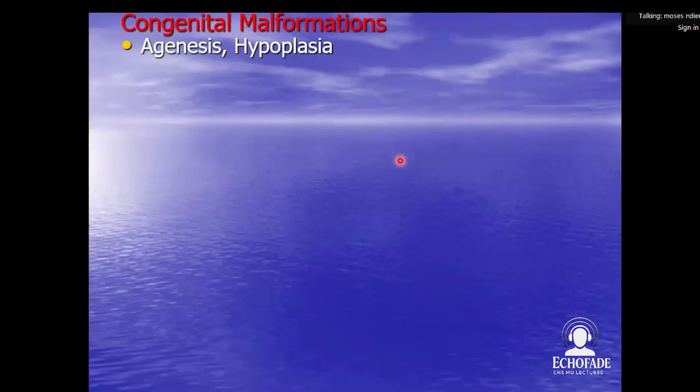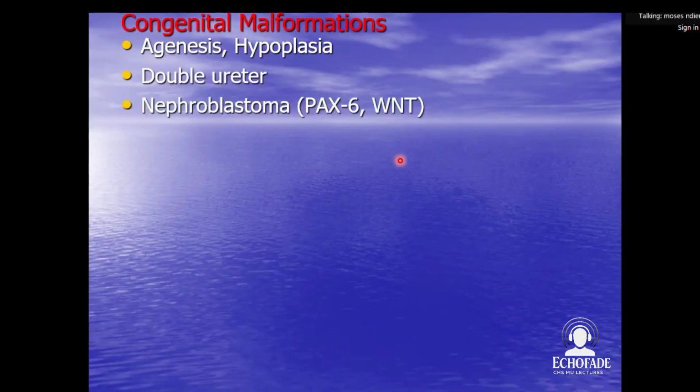So agenesis is one where we have said there is no ureteric bud, or poor development, that's hypoplasia, because of problems of branching morphogenesis. Fewer branches means small kidney. Double ureter, we have talked about it, precocious division of the ureteric bud. Nephroblastoma, that's a cancer tissue. Polycystic kidney.